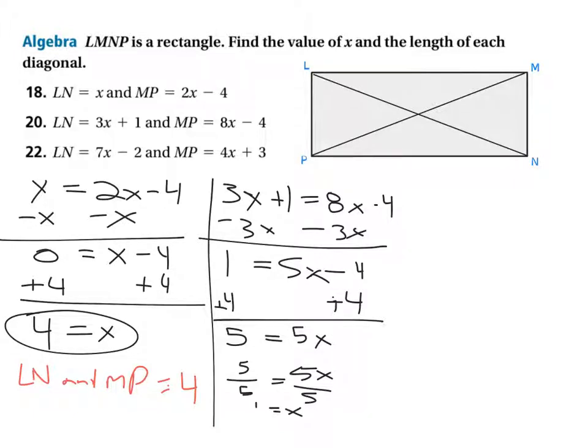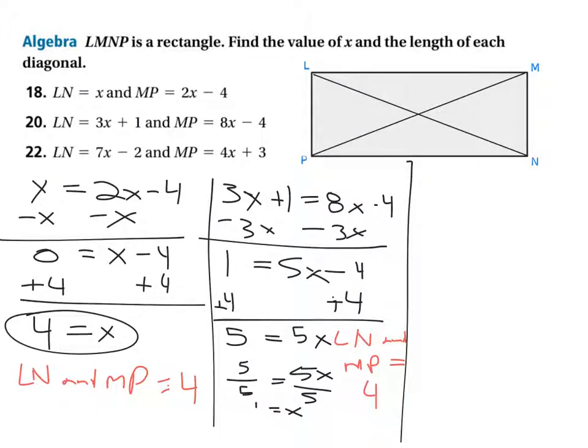So if we were to plug that in here, let me write it in red like I did the other one. Remember, they're equal, so I can say LN and MP equal, and if we plugged it back in here, you can see up here, 3 times 1 is 3, plus 1 is 4. 8 times 1 is 8, minus 4 is 4. They both equal 4 again. That's just a coincidence, I believe.